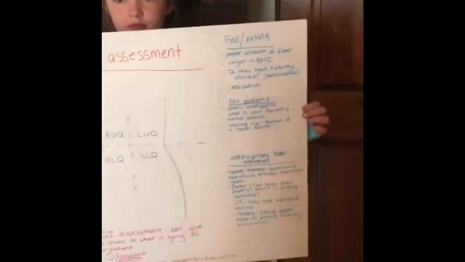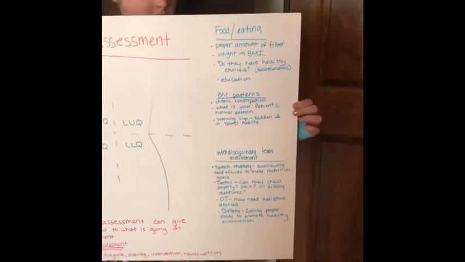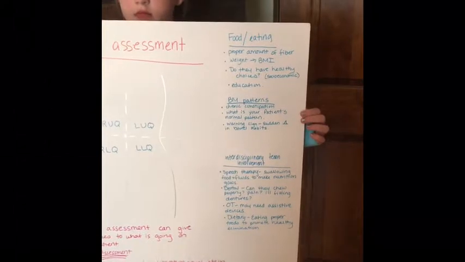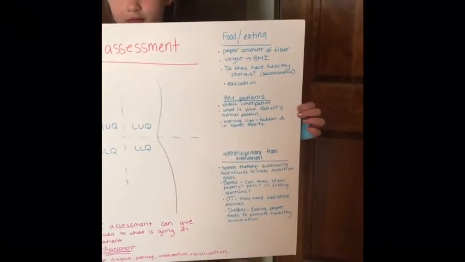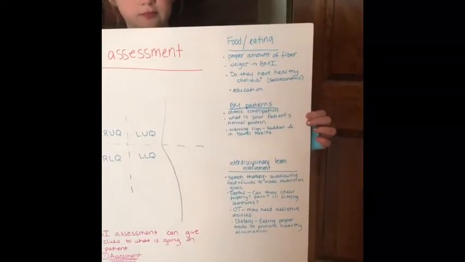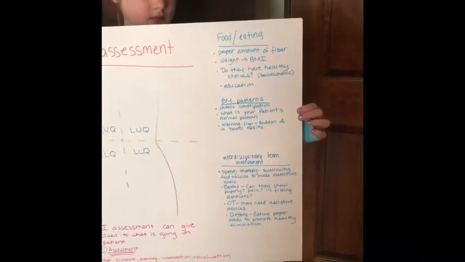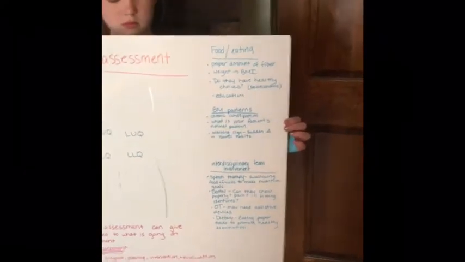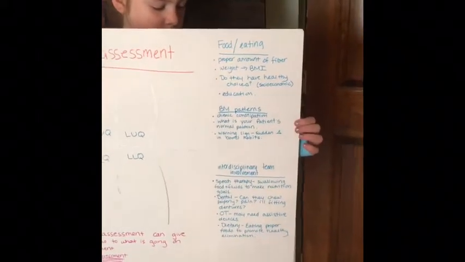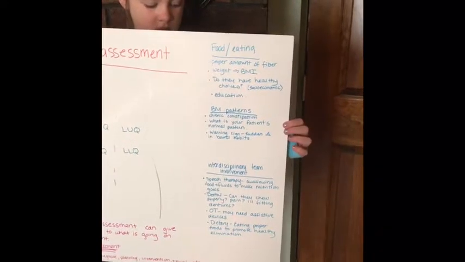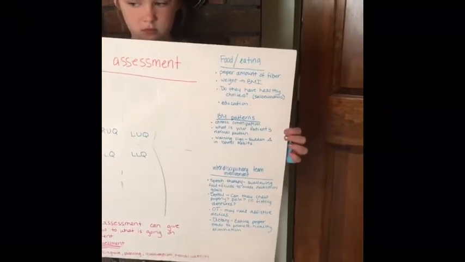When to know if you're going to need your interdisciplinary team. Speech therapy: do they need help swallowing fluids and foods to meet their nutrition goals? Dental: can they chew properly? Are they in pain? Do they have ill-fitting dentures? Because that can really affect if someone wants to eat and meet their goals if they can't eat because it's so uncomfortable.